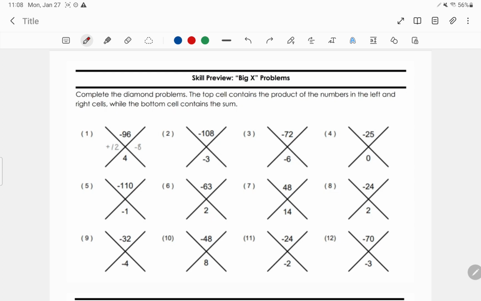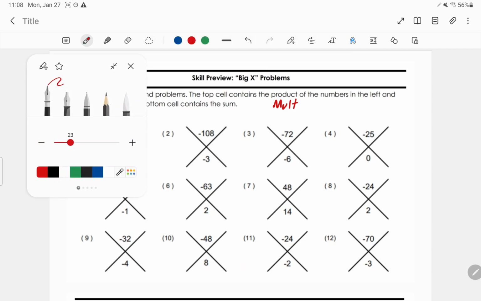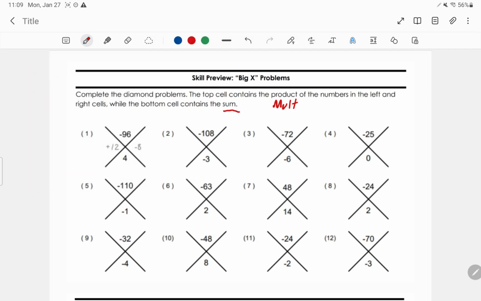The top cell contains the product. Now if you don't know what product means, it means multiply. So the top number has to multiply, it contains a product of the numbers in the left and right cells. I'll explain it right now. The bottom cell is going to contain the sum. So the sum's on the bottom, the product is on top, and we add on the bottom.